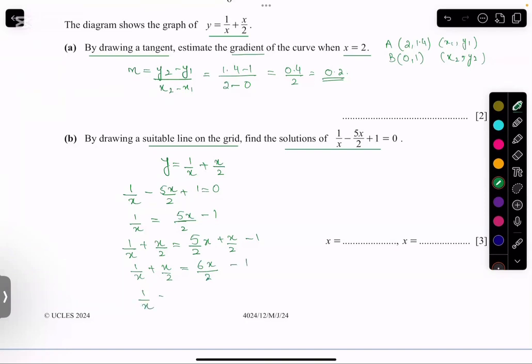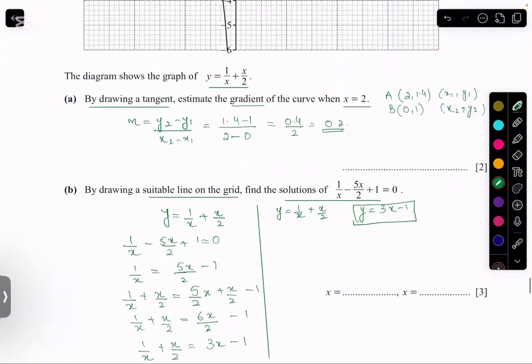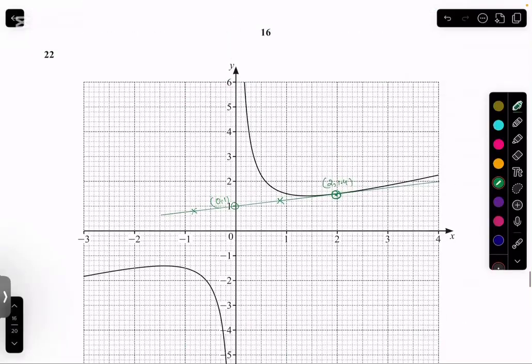Meaning, if I want to compare with the given graph, I should say that I will be comparing it with 3x minus 1. Meaning here I have two equations. One is already given, which is y is equal to 1 by x plus x by 2, and the second equation that I have here is y is equal to 3x minus 1. If I draw this equation on this grid, I will be getting the x coordinates for the solution here.